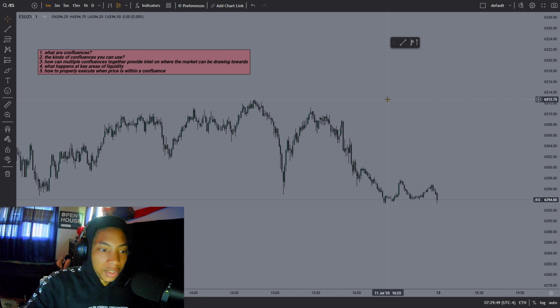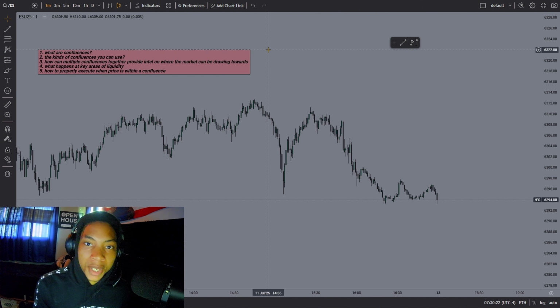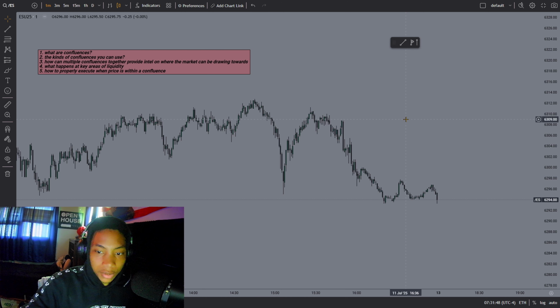When you actually use multiple pieces of intel or research before taking an entry, it's generally going to help you take more probable trades, especially in the long run. If we have multiple confluences or pieces of information that we look for each and every time before we take a trade, we now have what's called a trading strategy. But in order to have a trading strategy, you need to have a proper understanding of the confluences that you can use when you're trading live.